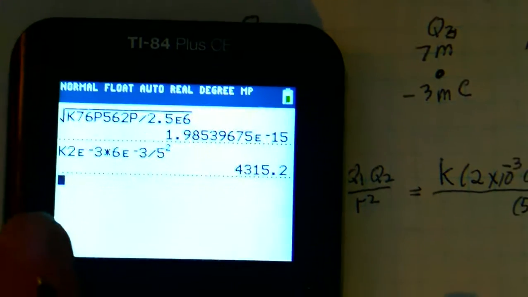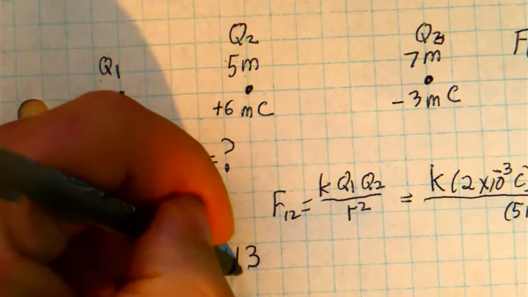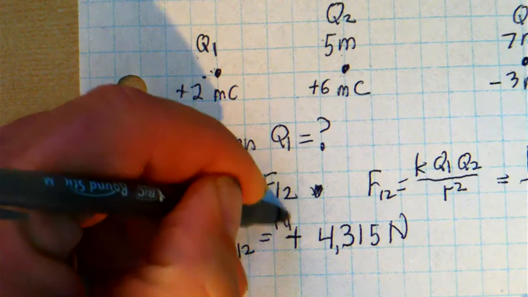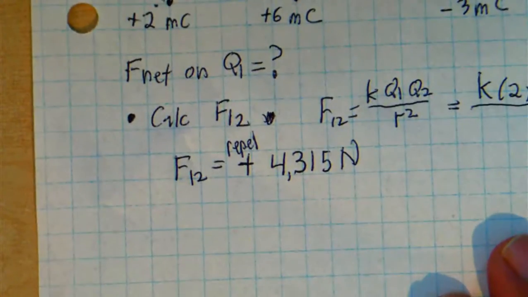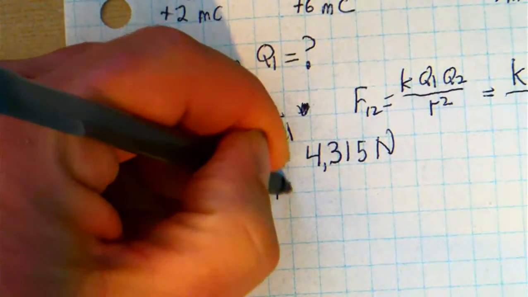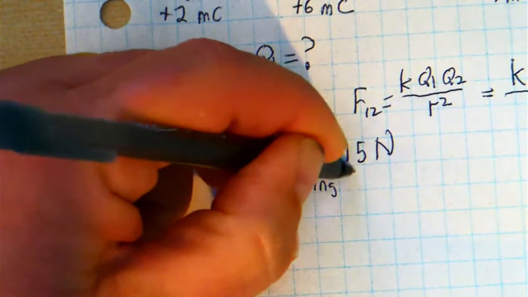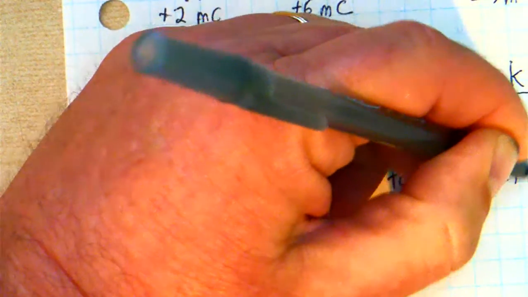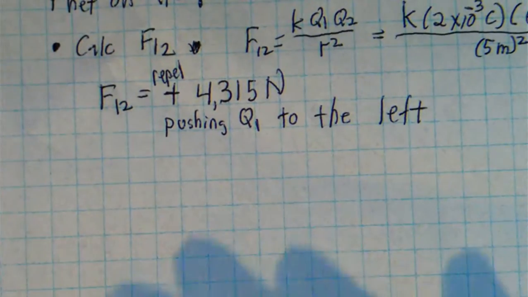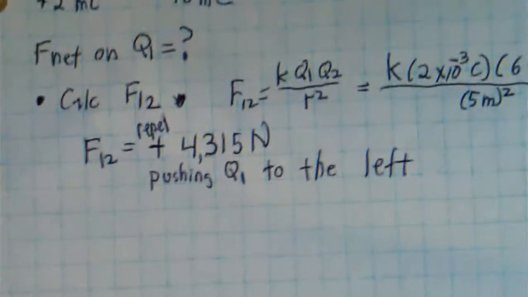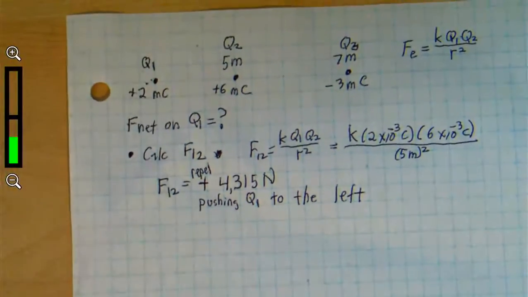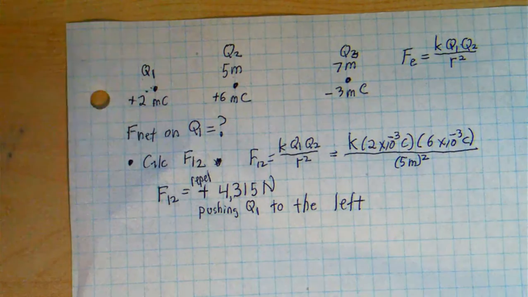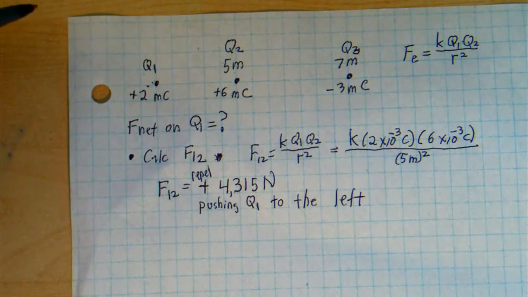I'll round it off later. I'll do it to 4 sig figs. 4,315 newtons. Now this plus sign is a reminder that they repel, and so this is pushing Q1 to the left. That's what the plus sign means in this problem. Q2 is pushing Q1 to the left with over 4,000 newtons of force.